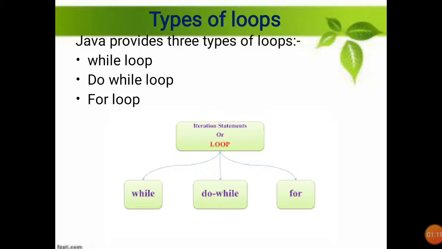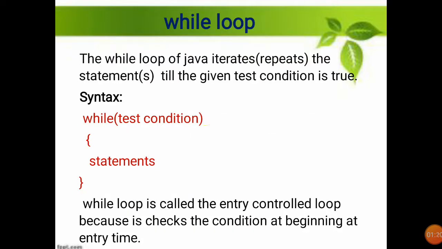Let's start with the first loop, that is the while loop. The while loop of Java repeats the statement or statements till the given condition is true. The syntax: while, then within the parentheses we write the test condition, and within the curly braces we write the set of statements. It repeats the block of statements inside the curly braces till the condition is true. The while loop is called the entry control loop because it checks the condition at the beginning.